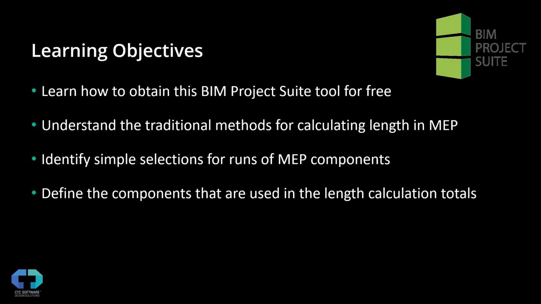First off, for those of you who do not already have this BIM Project Suite, this free tool, I'm going to show you how you can get it. We're going to take a look at the traditional method for how you calculate length in MEP if you want a connected run of things. And I'm only going to demonstrate this on ductwork or piping, but you could do it for any category. We are going to identify some simple selections, how you can select a bunch of MEP components quickly. And then we're also going to take a look at if you select multiple types of objects, how you can specify which category of object, which component specifically you're trying to get length calculations for. So we're going to go to all that.